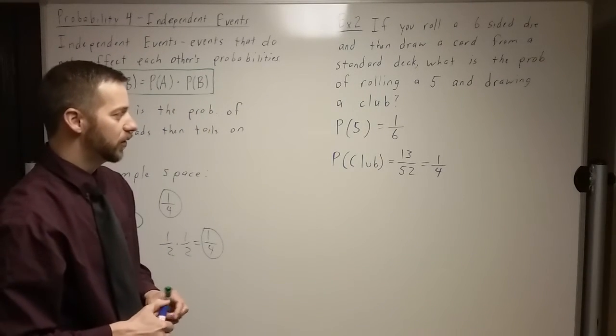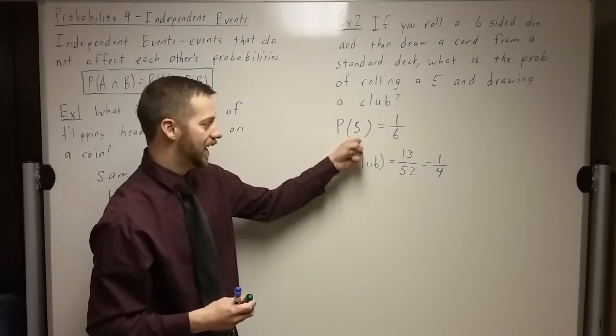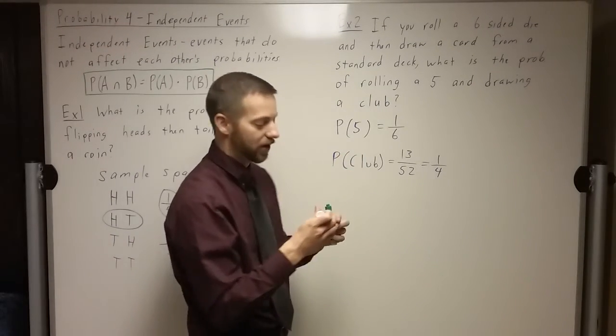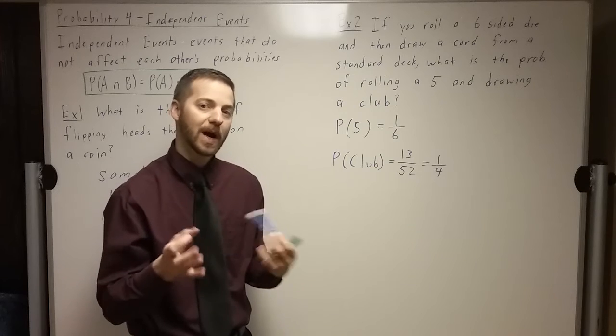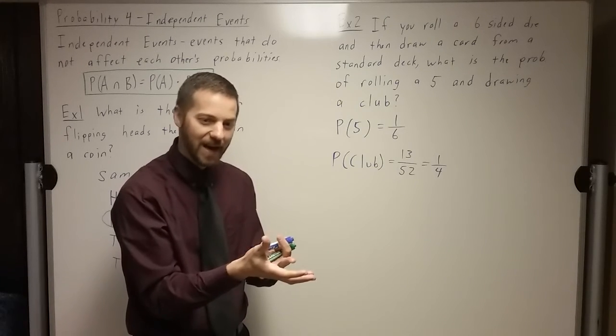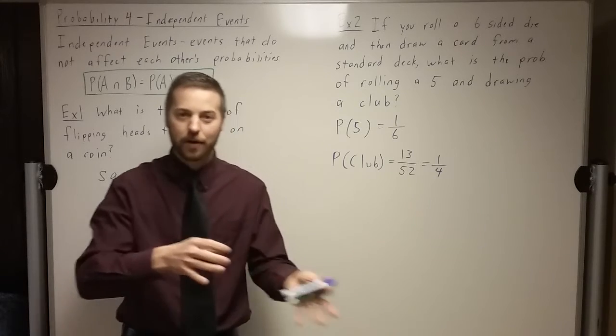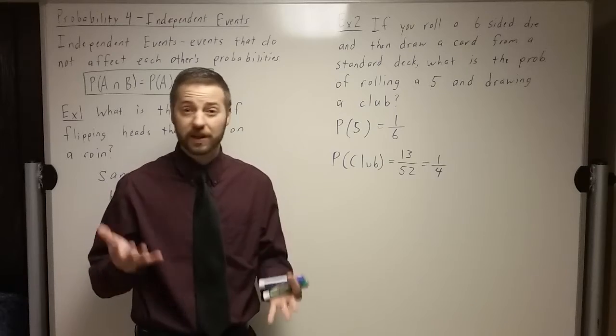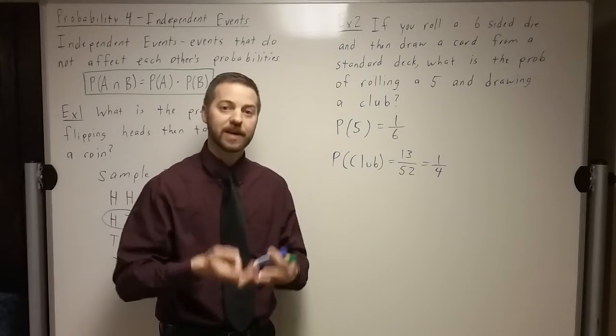So what is the probability of rolling a 5 and drawing a club out of the deck of cards? Well, since these events are independent, now let's think for a second, why are they independent? If I roll a die, does what I get on that die have any effect on what card I draw from a deck of cards? Do you notice they're completely unrelated, right? They're independent of each other.